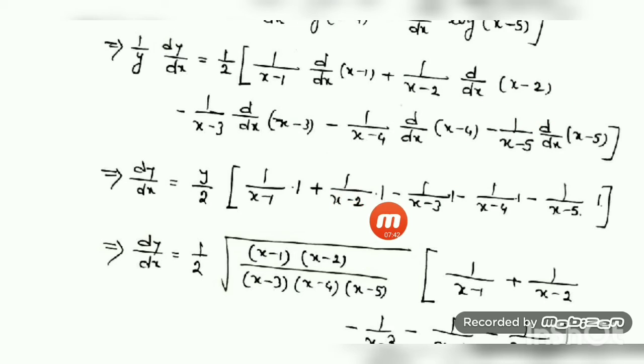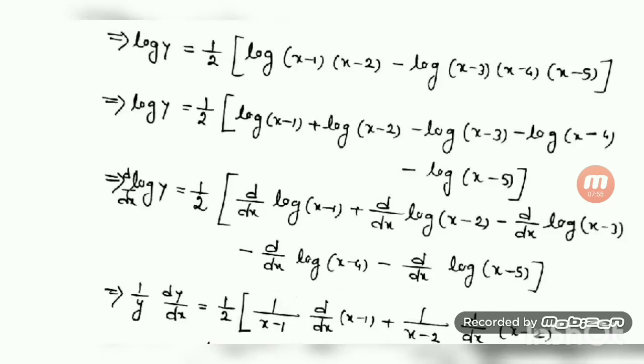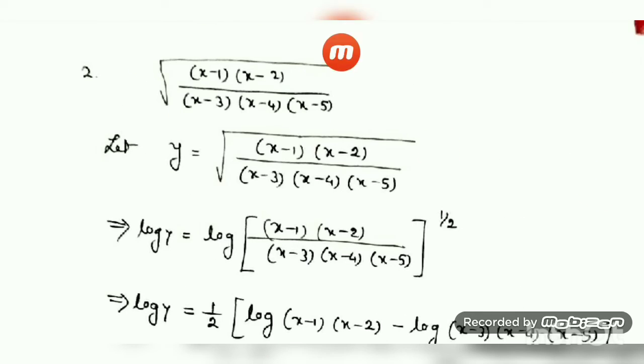So 1 by x minus 2 into 1. Likewise, the rest: 1 by x minus 3 into 1, 1 by x minus 4 into 1, 1 by x minus 5 into 1. Then put the value, that is dy/dx equal to half. Y value is equal to what? What is the value of y? Under root of this expression.